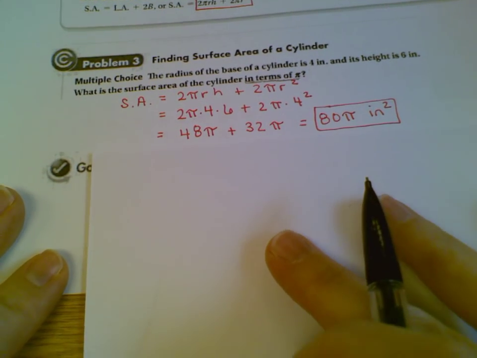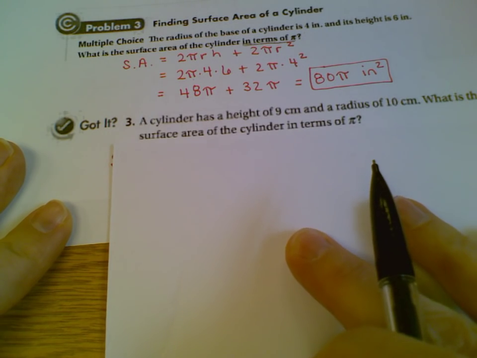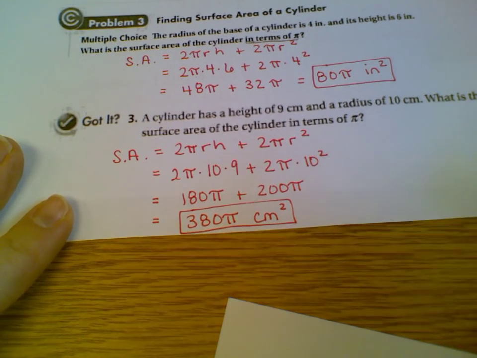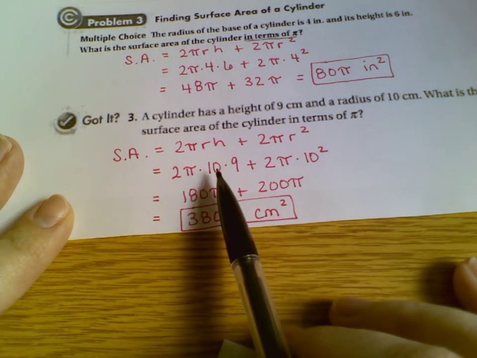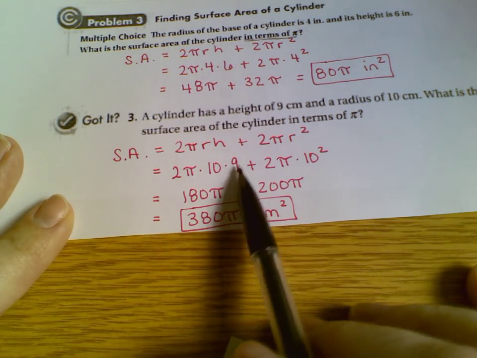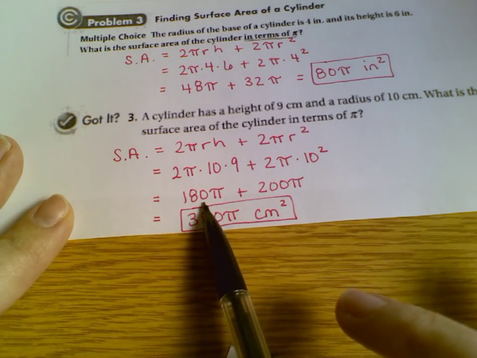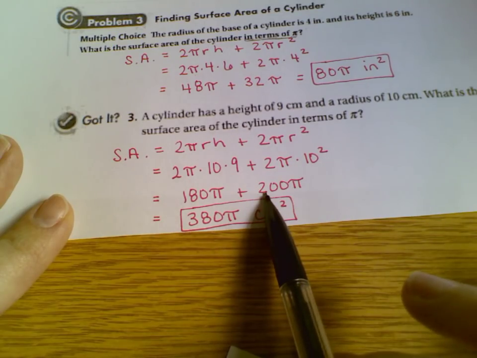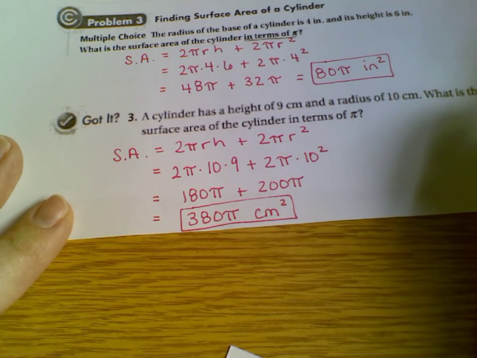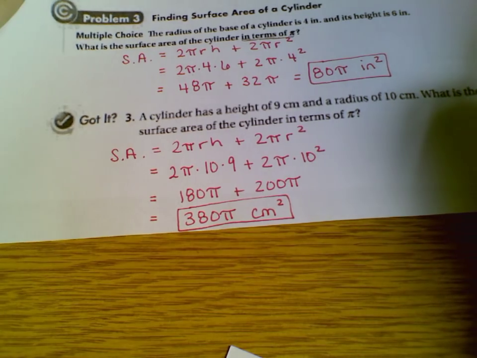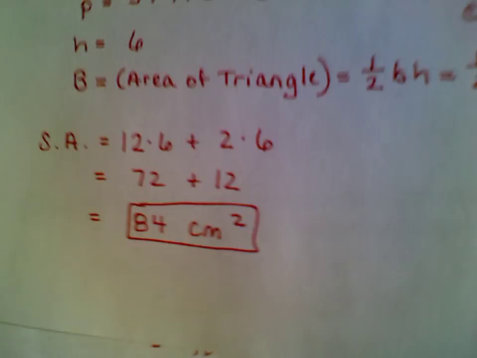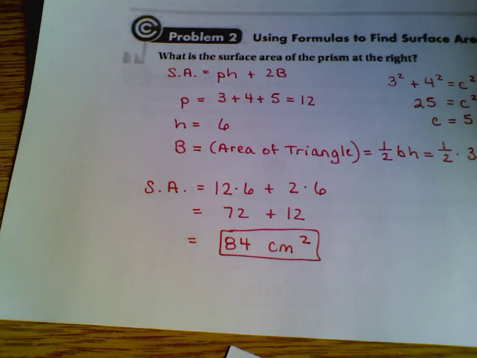So I want you to pause the video and try the got it question. In the got it question, here is the formula you should be using. It tells you that the radius is 10 and the height is 9, so I plugged those in their appropriate spots. Make sure you're multiplying 2, 10, and 9, so you get 180 pi. This one over here, you should get 200 pi, and then when you add them, you get 380 pi centimeters squared. So this section is dedicated for you to find surface area of prisms and cylinders. And like I said, prisms can be somewhat difficult just because the base will change. So you really have to apply what shape is the base and then use that appropriate formula.